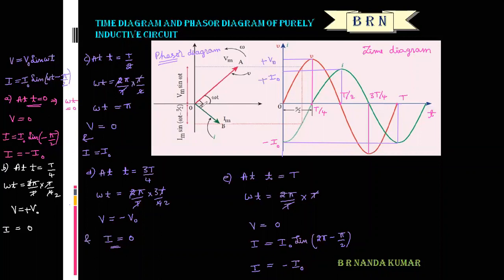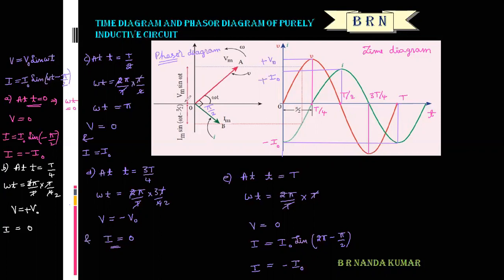So what is the angle between the current and voltage? That is pi by 2. This is the phase difference between current and voltage. What is the phase difference between current and voltage in purely inductive circuit? That is exactly equal to pi by 2 radian. But here current lags behind the voltage, or voltage leads the current by angle pi by 2 radian.